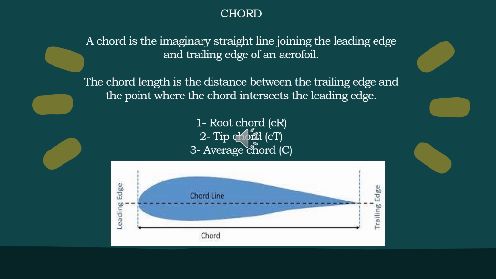Usually the chord length is greatest where the wing joins the aircraft's fuselage, so we call this the root chord, and it is represented by CR. The next is the tip chord, which means the chord length decreases along the wing towards the wing's tip, and it is represented by CT. Most jet aircraft use a tapered swept wing design, and the average chord is the ratio of wing area to wingspan.